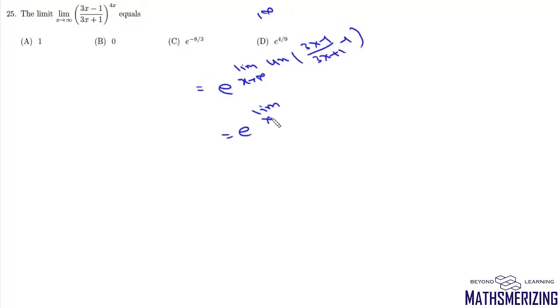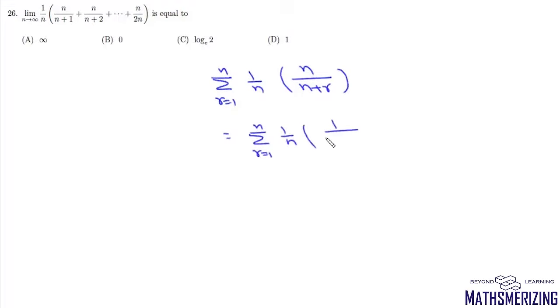Now question number 25. Again it is 1 to the power infinite form. So we'll use the shortcut. So it will be e to the power limit x tends to infinite of gx, which is 4x, times (fx minus 1). So it will be (3x minus 1 upon 3x plus 1) minus 1. So we'll get this as limit x tends to infinite, and here it will be minus 8x upon 3x plus 1. Now this is an infinite limit. Highest power is x. So this limit will be e to the power minus 8 by 3, and that's your option number C.